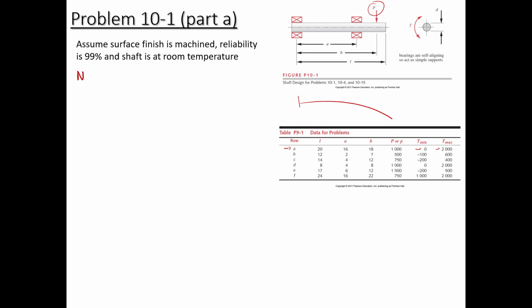Let's take the fatigue factor of safety as 2, and from that example we have the ultimate tensile strength. It's equal to 108 KSI. And then we also have SY equal to 62 KSI.